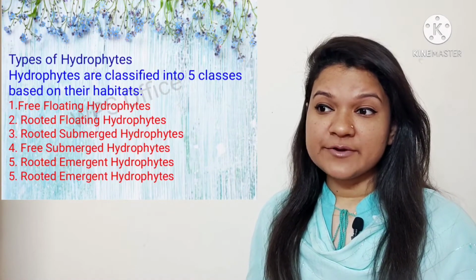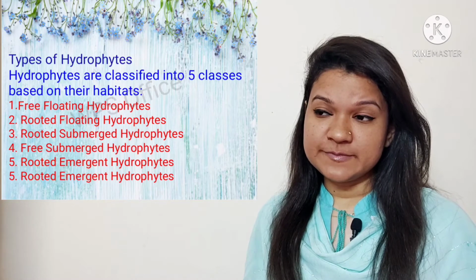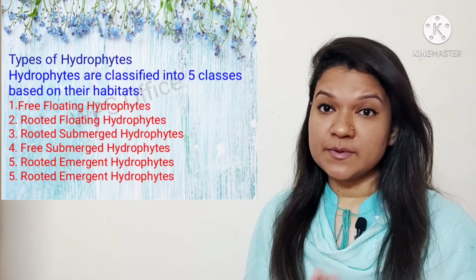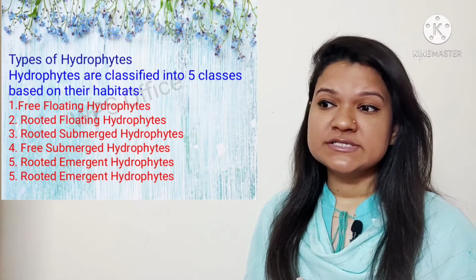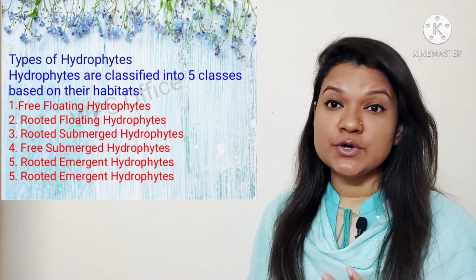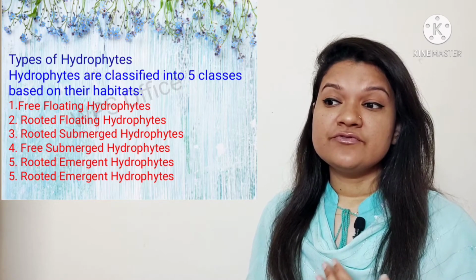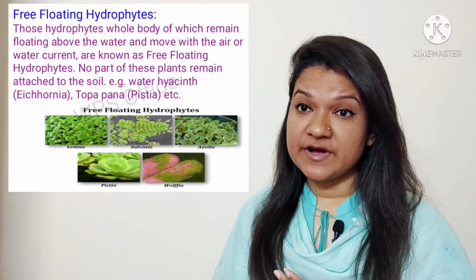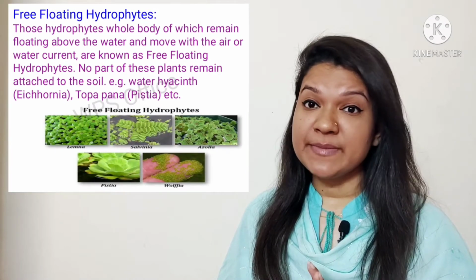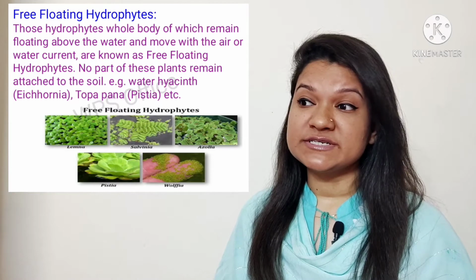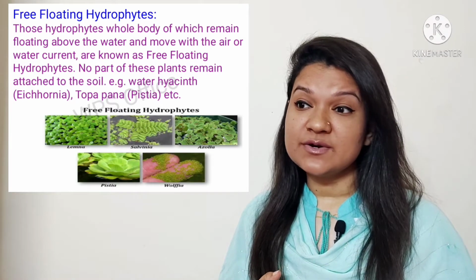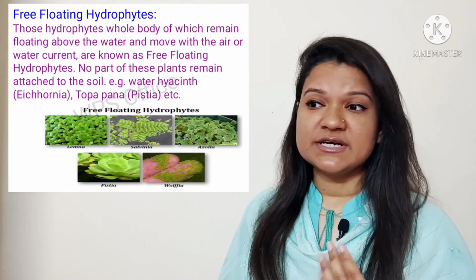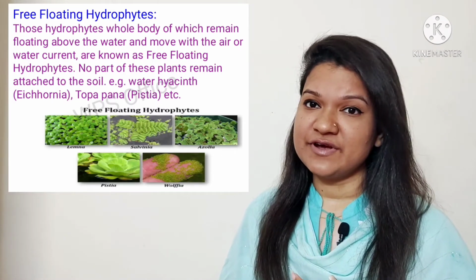Now, the types of hydrophytes. Hydrophytes are of 5 types: number 1, free floating hydrophytes; rooted floating hydrophytes; rooted submerged hydrophytes; free submerged hydrophytes; and rooted emergent hydrophytes. Free floating hydrophytes: those hydrophytes whose whole body remains floating above the water and moves with the air or water current are known as free floating hydrophytes.